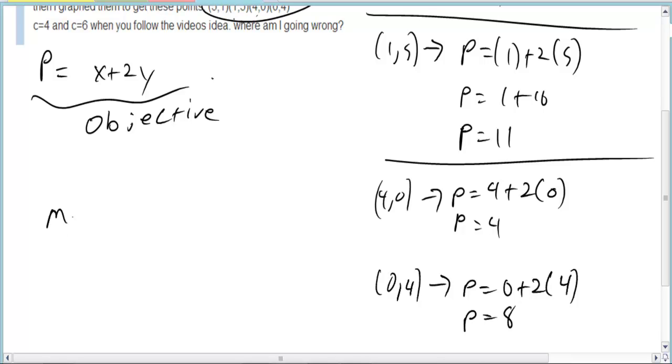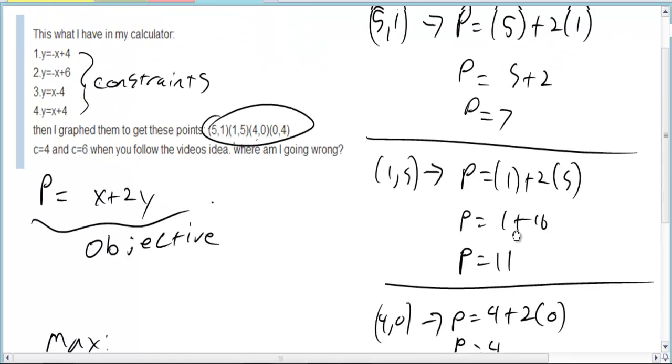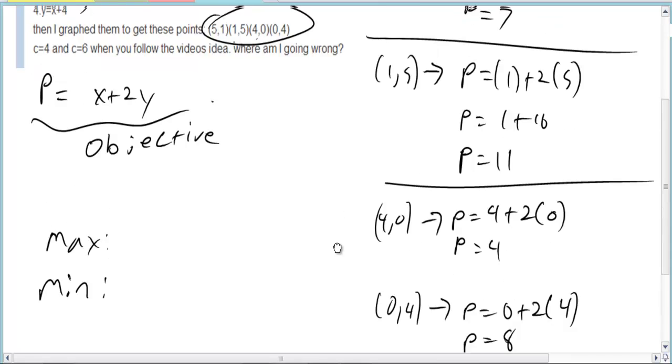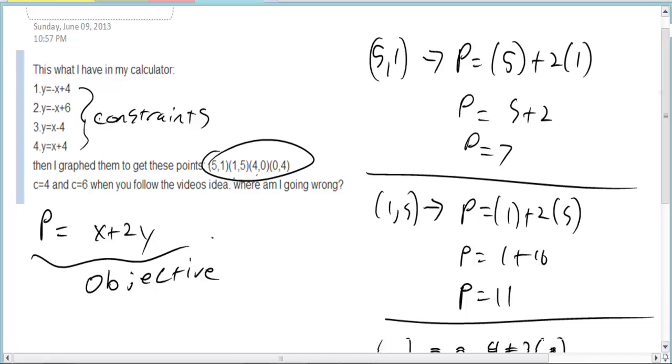Now, they want us to know which point maximizes our objective, which one gives us the max, and which one gives us the min. Well, you already figured out the min, and maybe it was by luck, but which one of these has the lowest p-value? Well, 8 is lower than 11, but when you go up a little bit, 7 is lower than 8, so therefore, this 8, not a minimum. Which one has the smallest? 7 has a p-value of 7.